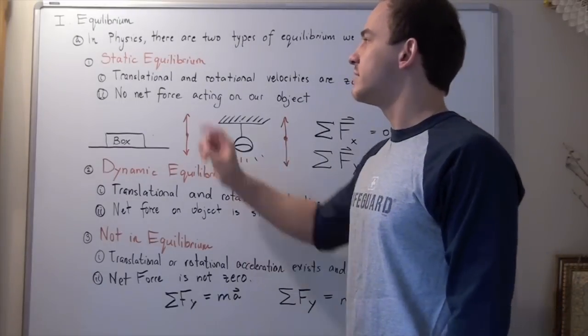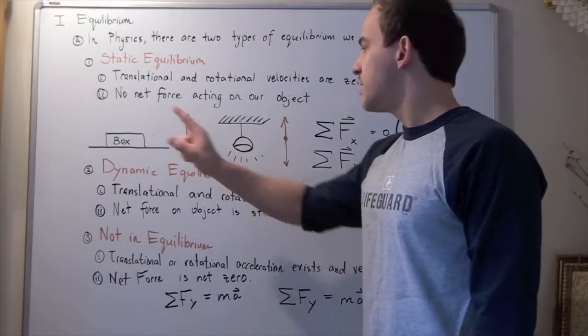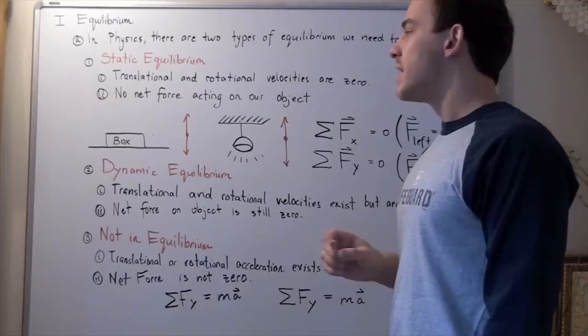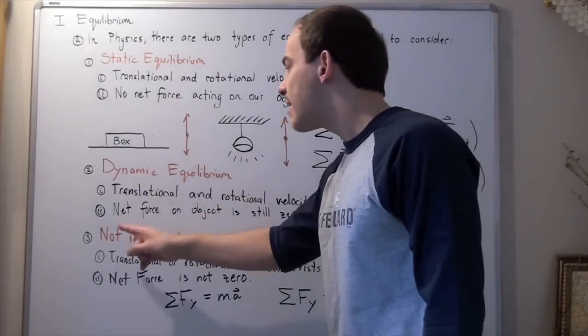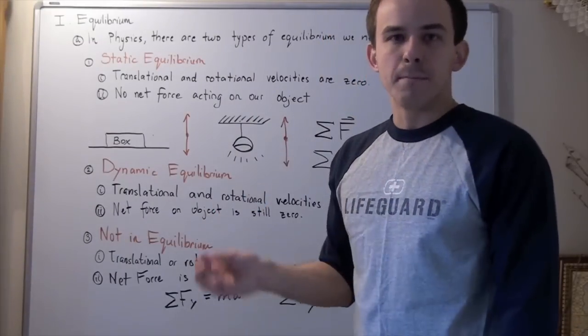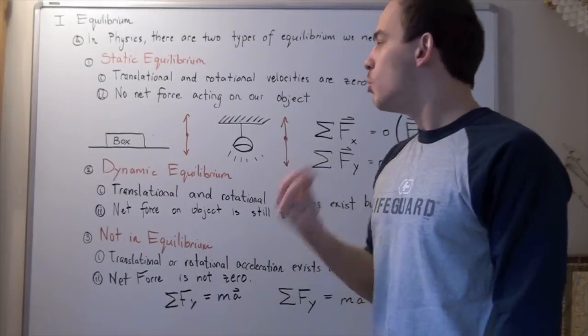And if our object is in static equilibrium, there's no force in any direction. So in this case, our objects are in static equilibrium. So now let's discuss dynamic equilibrium. Now dynamic equilibrium is also an equilibrium, but now it's equilibrium while our object is actually moving.